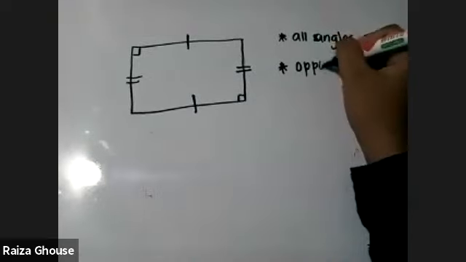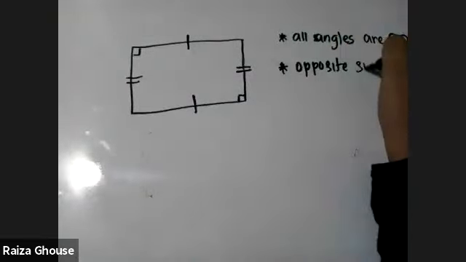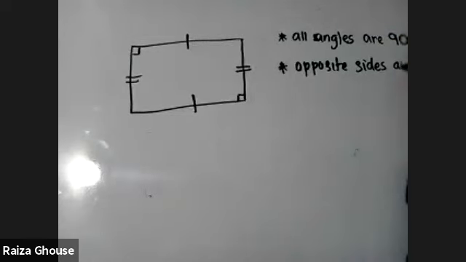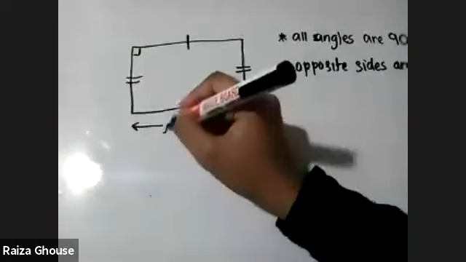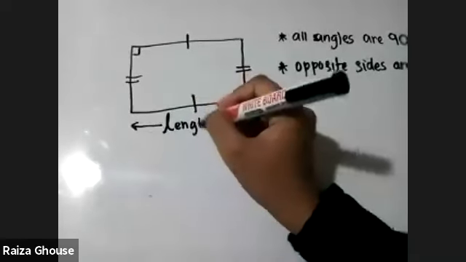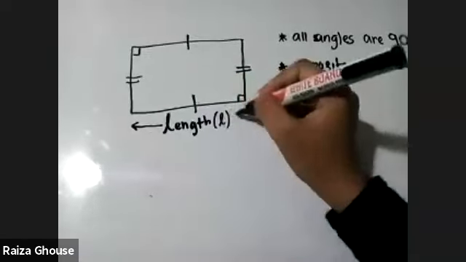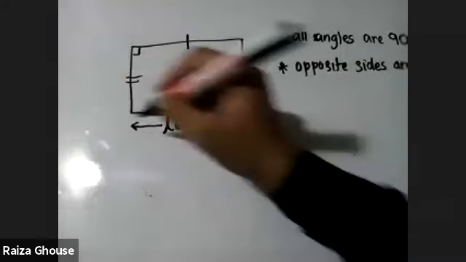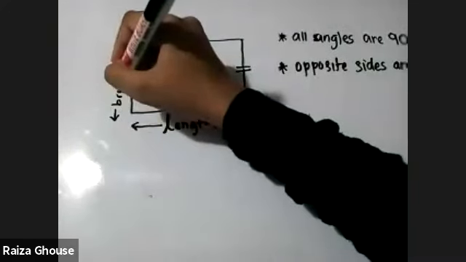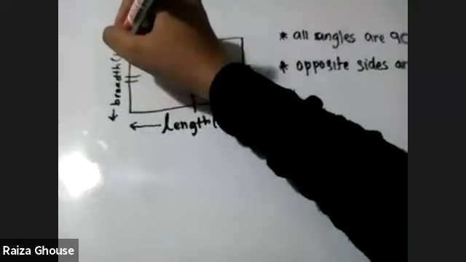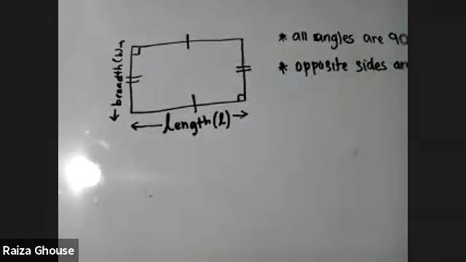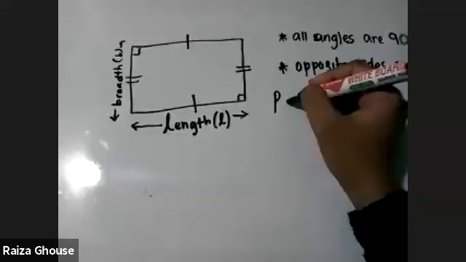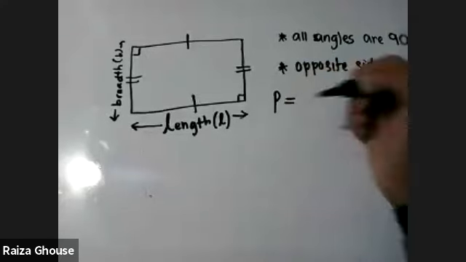So we can write another property: opposite sides are equal. So these are the two main properties of a rectangle. And one more thing, the longer side is called the length. But always we can't write length, so we can denote it using the letter L. And the shorter side is called the breadth, so for that we can denote with letter B, breadth. Right? There are two lengths, two breadths. Now, if you are asked to find the perimeter of the rectangle, and I have used the letter P here for perimeter, okay?